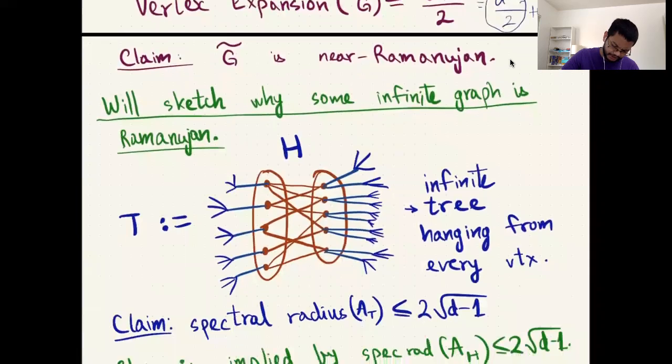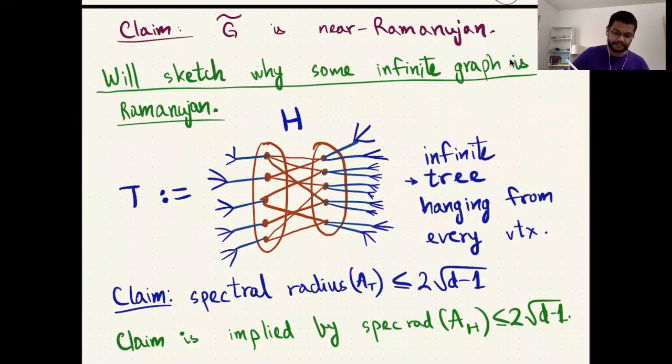And just to give a sense of why this graph G tilde is near Ramanujan, which unfortunately I won't have time to get into the proof, it actually is implied by the fact that if you take the graph H and you also consider all the extra edges that we attach to make it d-regular, and now imagine extending this graph by attaching an infinite tree to every loose vertex, you get some infinite graph T, which has a copy of H embedded within. And the main thing that we can prove about this graph T is that its spectral radius is at most 2 square root d minus 1. So T is actually an honest to goodness infinite Ramanujan graph.